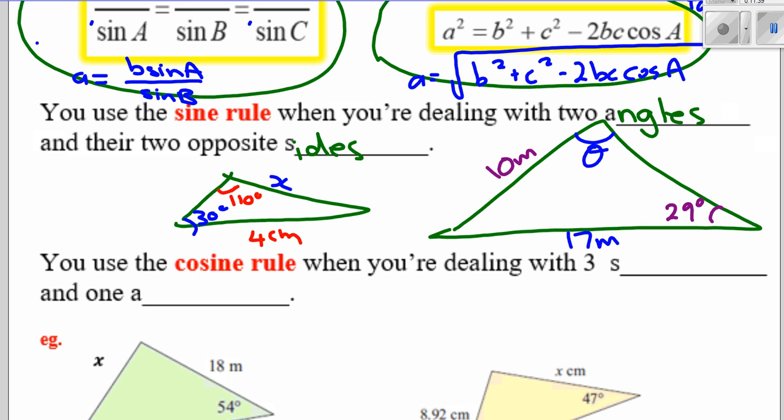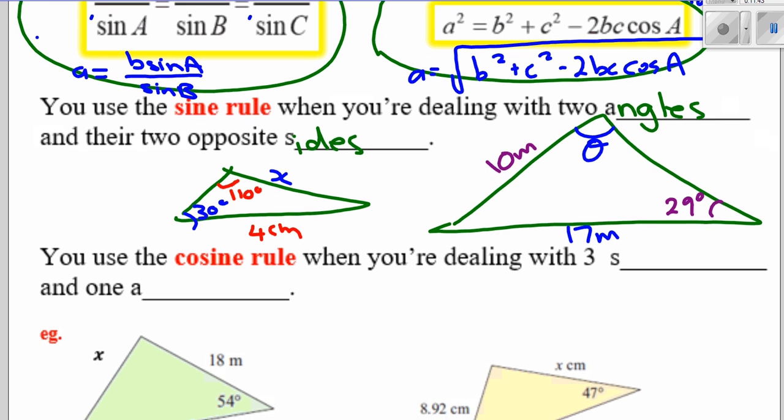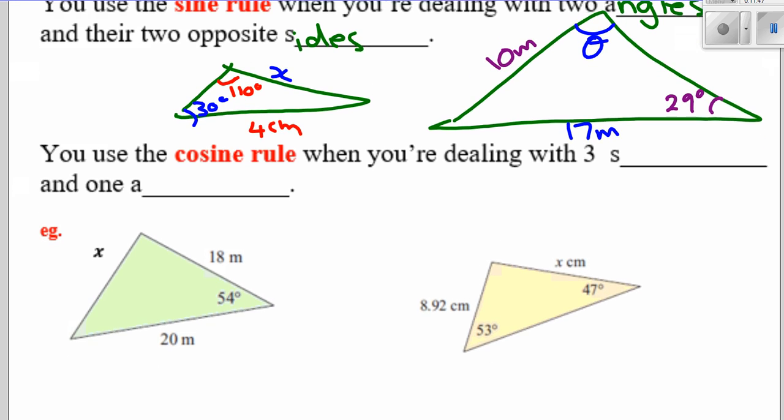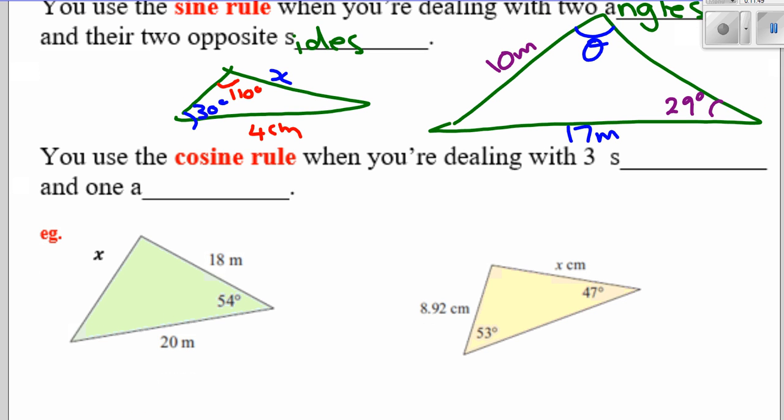Whereas you use the cosine rule more so when you're dealing with 3 sides and 1 angle. It's pretty obvious by now, isn't it? 3 sides, so that's the difference. It's not 2 sides and their opposite angles. When you're dealing with 3 sides and 1 angle, that's when we tend to use the cosine rule.